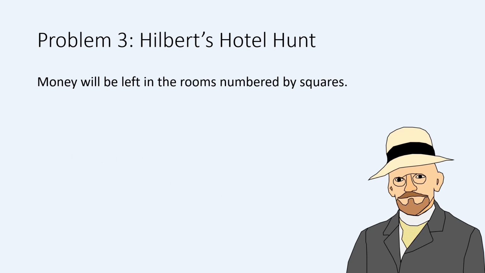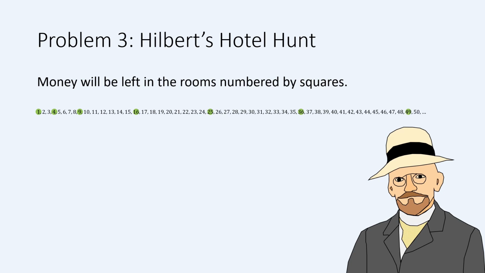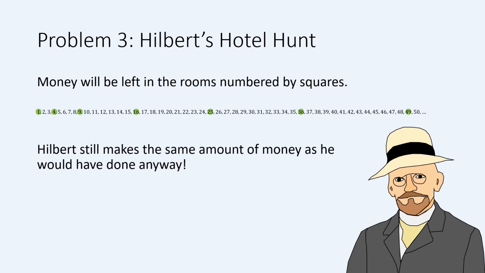Square numbers seem quite sparse among all the positive integers, so you may worry that Hilbert has been ripped off by all his thieving customers. But worry not. He's actually made exactly the same amount of money as he would have done if his guests had been honest. If you want to find out why, you should look into what else has been happening in Hilbert's hotel. That finishes us off for general problem-solving techniques.